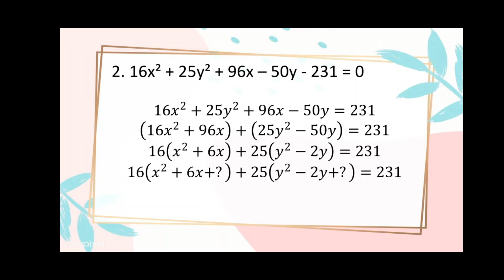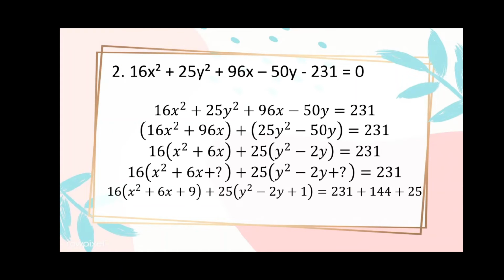For the first one, we have 6 divided by 2, that is 3, and 3 times 3, that is 9. So we have the third term, 9. Next is how do we get 1? That is negative 2 divided by 2 is negative 1, and negative 1 times negative 1 is simply 1.